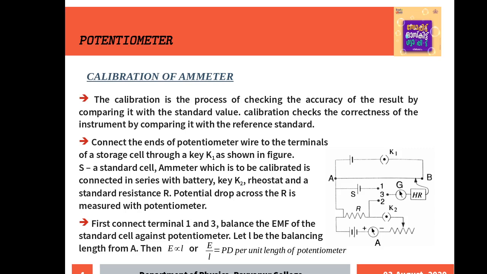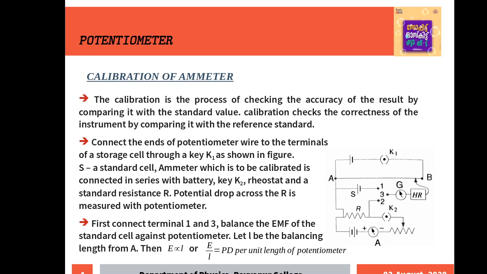So what is the calibration? What is the process of calibration? In the calibration process, we check the accuracy of the result that we obtained from a measurement by comparing it with its standard value. So in the calibration, we check the correctness of that instrument, how correctly that instrument measures a quantity. The correctness of that measurement instrument can only be checked by comparing its measurement with the reference standards. So using the potentiometer as a reference standard, we can calibrate an ammeter.